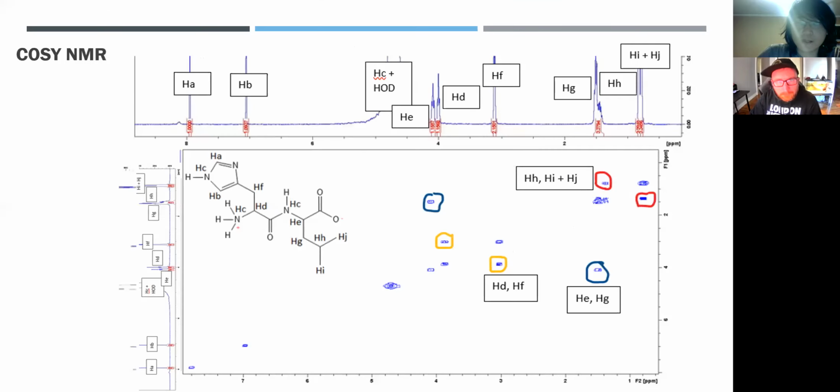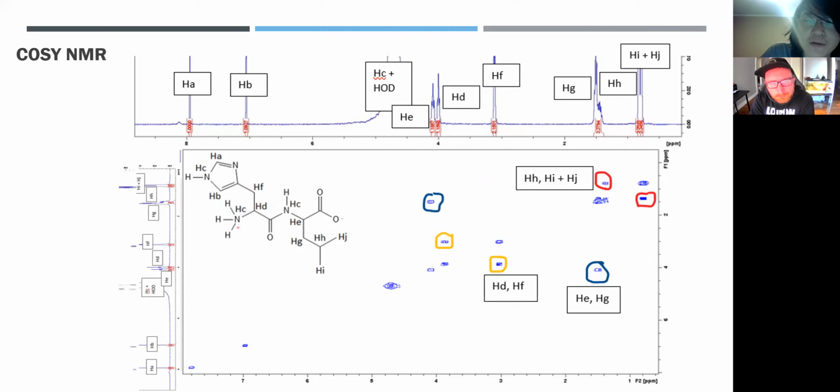The COSY NMR showed us more. It mainly identified which of the methylene peaks around 4 belong to which, and which methine peaks belong to which amino acid.